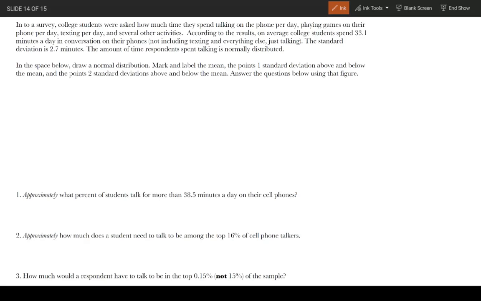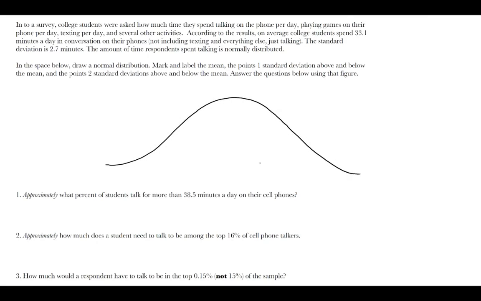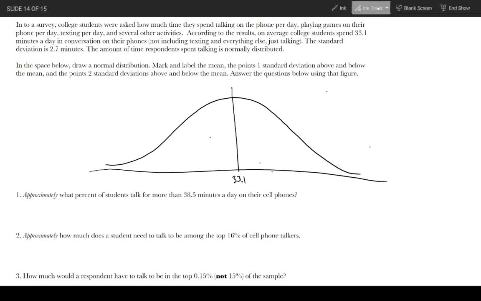All right. Standard deviation is 2.7. So we're going to go ahead and draw our normal curve and try to answer these questions. So don't skip this part of drawing the normal curve. It will make things way easier, I promise. So our mean there is 33.1. Even if you're terrible at drawing, the picture will help you answer the questions.